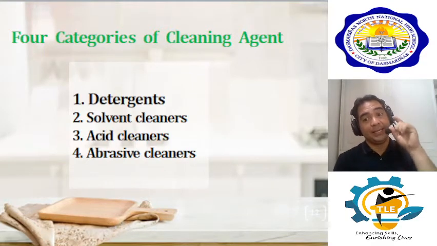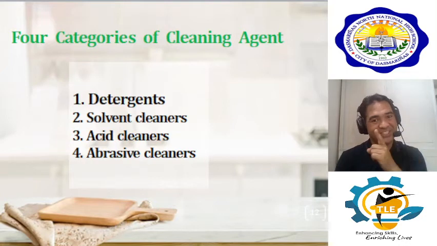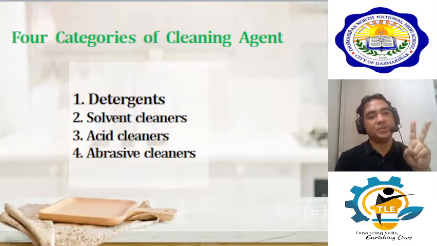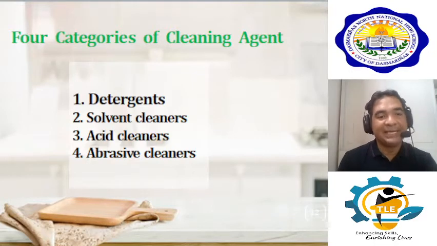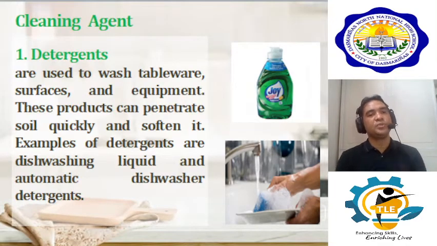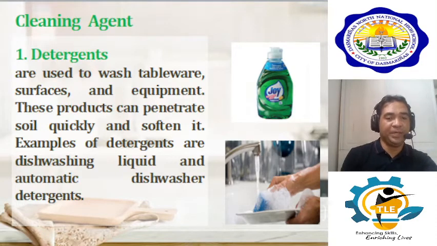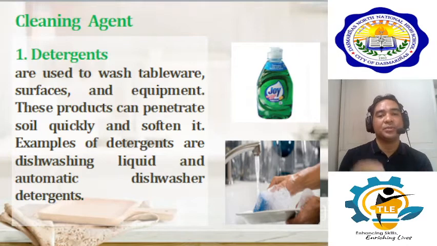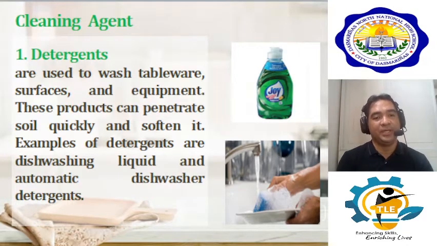All right. Now, basically, there are four categories of cleaning agent. Number one, detergents. Number two, solvent cleaners. Number three, acid cleaners. And number four, abrasive cleaners. Now, what are detergents? These are used to wash tableware and surfaces. These products can penetrate quickly through the dirt and soften it.